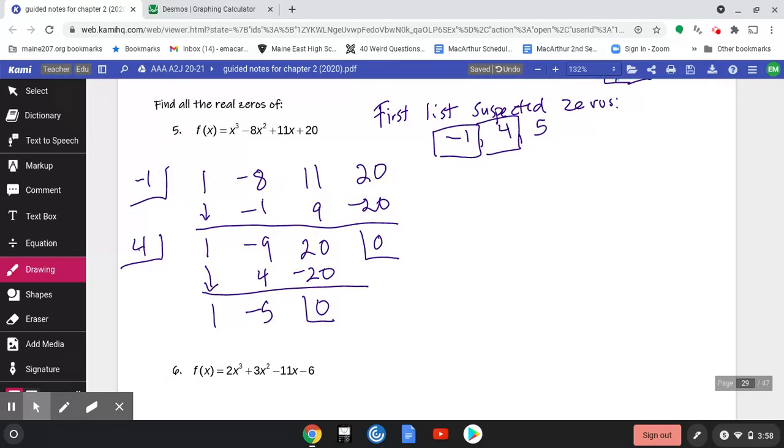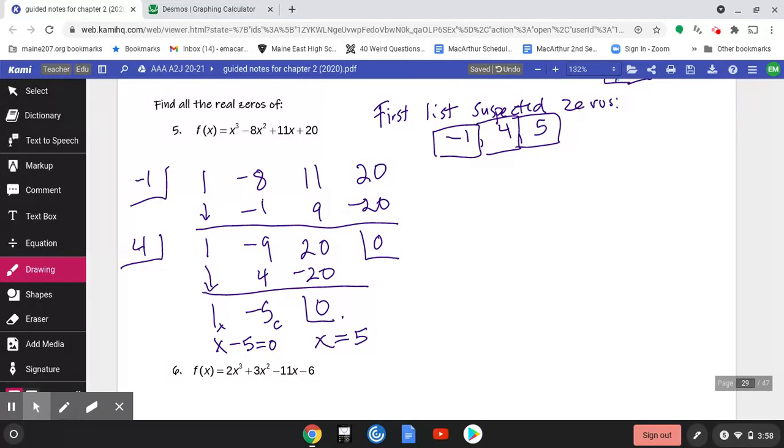And then you could do it again, but what this means is x minus 5, because that's my remainder, my constant, and that's my x. So if I have x minus 5 equals 0, I know that x equals 5. So that is my third zero. So we break it down until it's smaller pieces. You don't have to go back to the beginning every time.